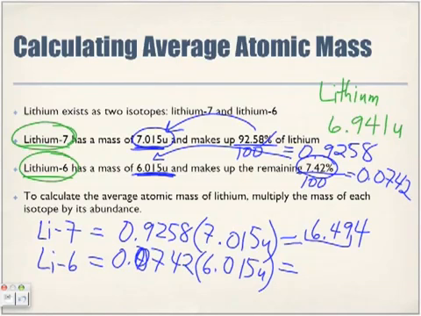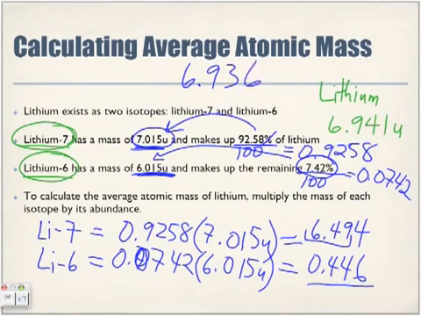And what do we get? 0 point. What'd you get? 0.446. So, add those two values. Yes, a calculator would be great. Great tool. It says 6.936. Okay, so 6.936. All right? So look at this value here.